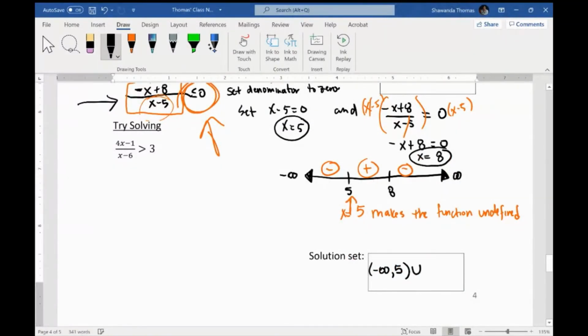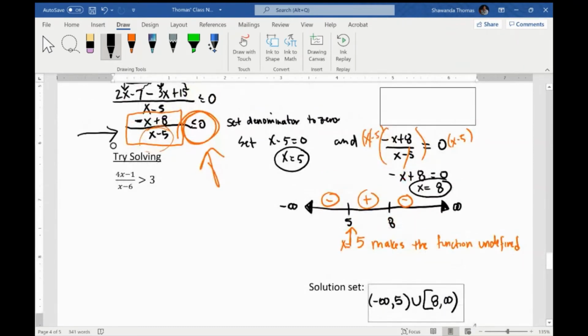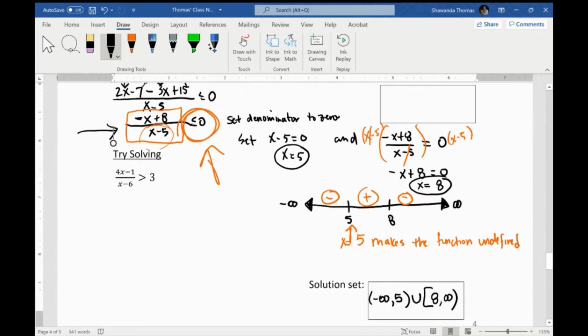All right. Union. What other interval works? 8 to positive infinity. I know that a parenthesis always goes on infinity, but should it be a parenthesis for the 8 or a bracket? A bracket. Yep. 8 is perfectly fine. It doesn't make our denominator 0. And it actually makes the whole thing equal 0, which is what we want right here because it said equal to 0. All right. Let's try another one similar to that.